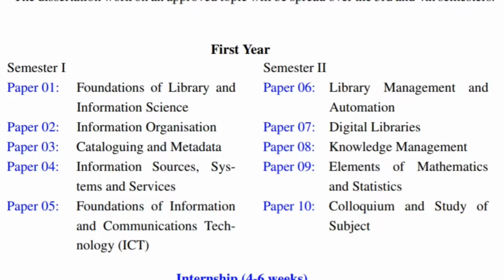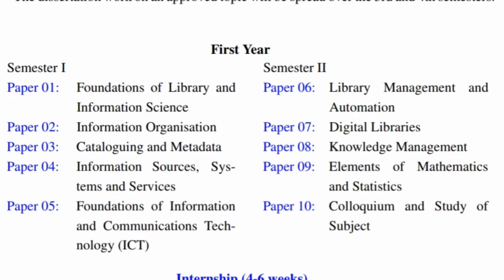Then there is colloquium. So for colloquium and study of subject, there are 2 things in one paper. In colloquium we form groups and we choose topics and present on them, which seems very simple, but it isn't, because you have to choose which group you want to go in, which topic you want to choose, and you have to make sure that everyone in the group agrees on one topic, and then you have to prepare the presentation, you have to do the rehearsals. And if you like speaking and presenting, then you would really like this paper.